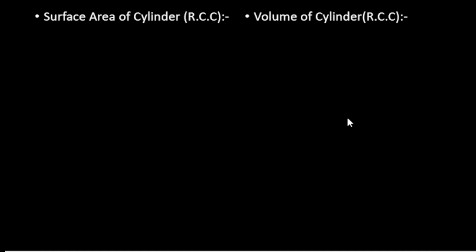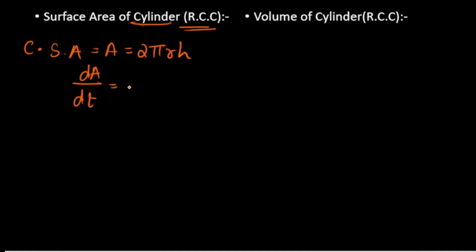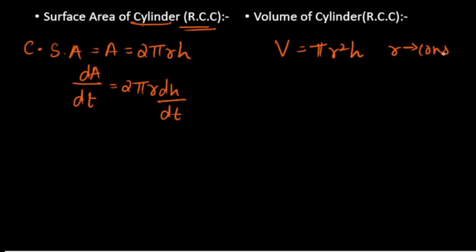Now the surface area of a cylinder. The curved surface area is equal to 2 pi r h. Differentiating, dA by dt is equal to 2 pi r dh by dt. Volume is equal to pi r square h. Here r is constant. So dv by dt is pi r square dh by dt.